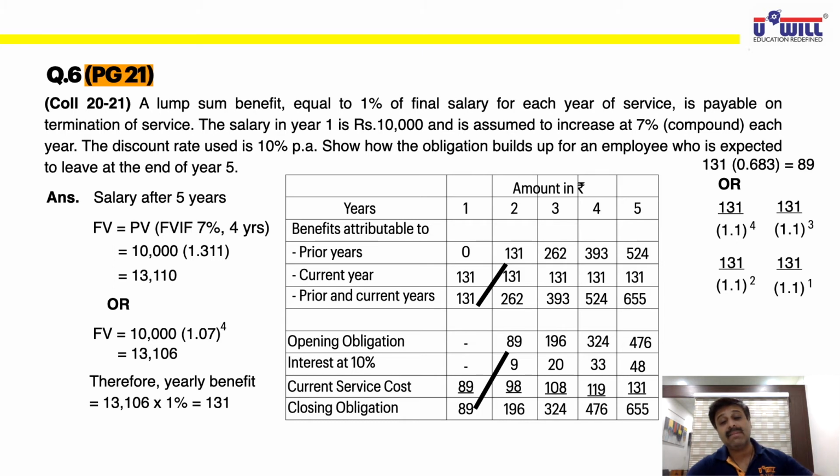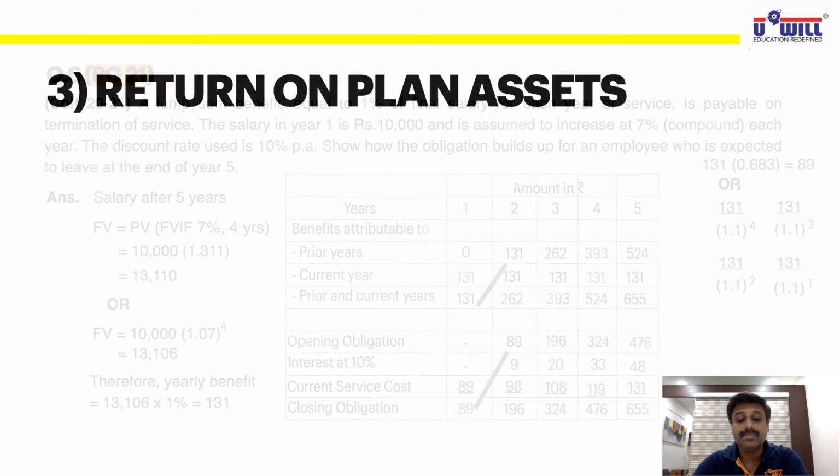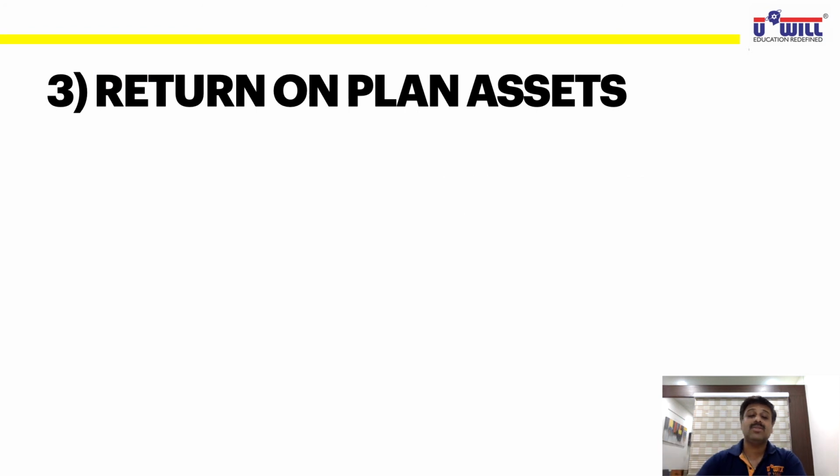However, with this example, we have understood 2 points which we have to debit to the P&L account: current service cost and interest cost. Now, what was the third point? Return on plan assets was the third point. Okay. Now, third point, we understand return on plan assets. Current service cost and interest cost, we have already seen.